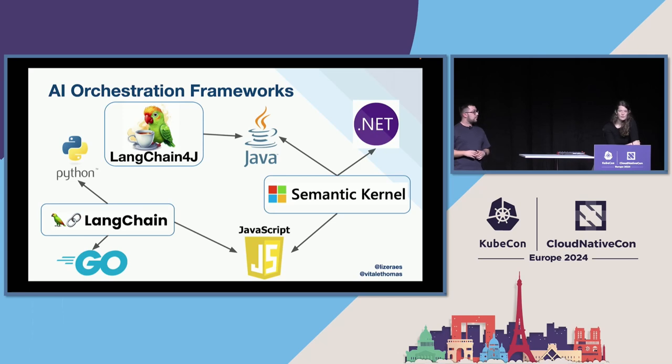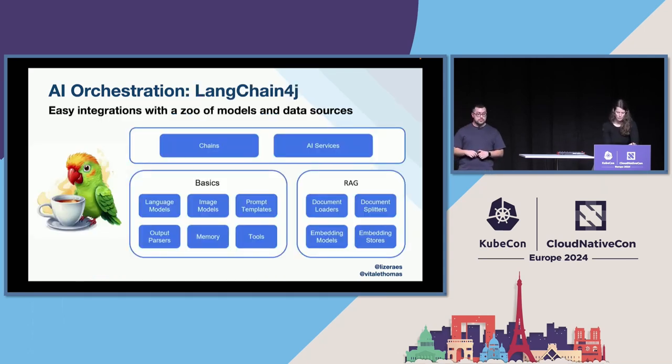Then there's, for example, Semantic Kernel from Microsoft supporting JavaScript, .NET, and Java. And then LangChain4j, that I'm a collaborator of myself. It's a very popular one for Java at the moment, and it's just great, of course. So they're all having similar building blocks. So let me dive into the building blocks for LangChain4j just to show you.